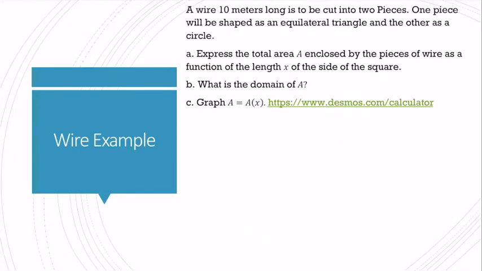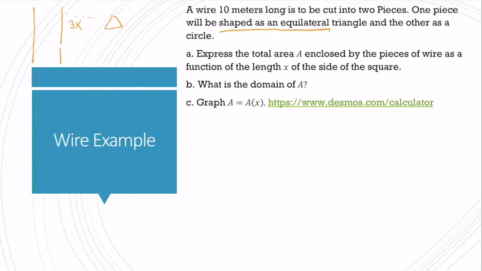All right, next. A wire is 10 meters long and it's going to be cut into 2 pieces. Man, that sounds familiar, except this time one piece is going to be an equilateral triangle and the other will be a circle. So I've got this 10 meter long piece. I'm going to cut it into 2 pieces, and one piece is going to be an equilateral triangle. Now remember, an equilateral triangle, the length of each side is the same.